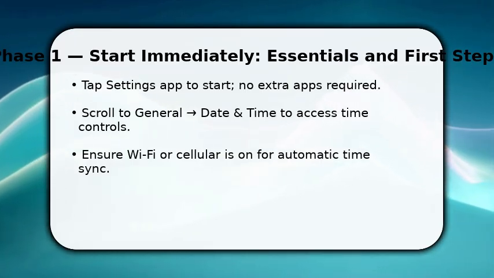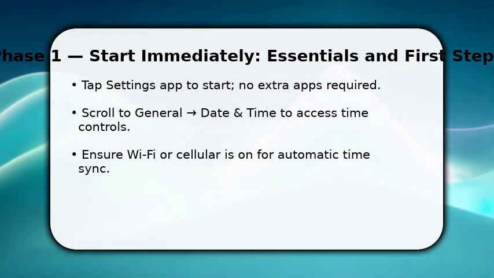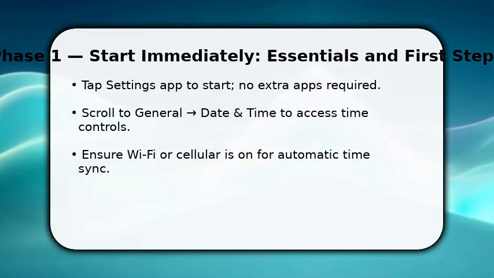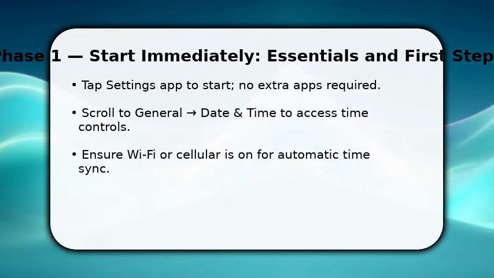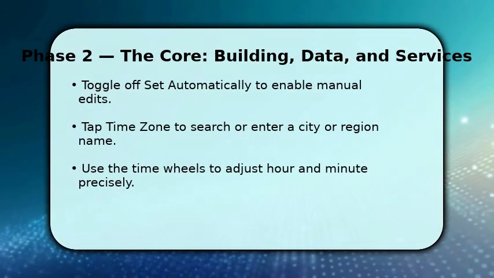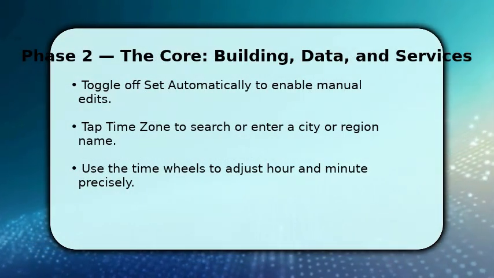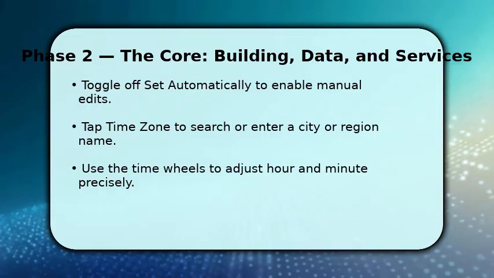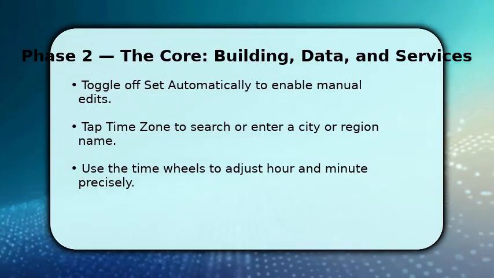If you plan to set the clock manually, you need to disable automatic sync first. That gives you direct control over the date, time, and time zone, which matters when traveling or testing apps. Once you toggle off Set Automatically, the manual controls become active. This is key because otherwise changes will be overwritten.